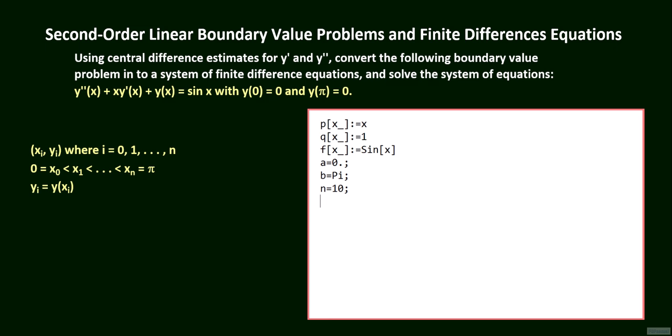We then set the subinterval length or step size h equal to (b minus a) divided by n, which is for a uniform partition. Then we define the boundary values. We will use the variable yy for the y values in the approximate solution, which will form an array, to make the distinction with the variable y in the boundary value problem. yy_0 is 0. yy_n, or y(π), is 0.